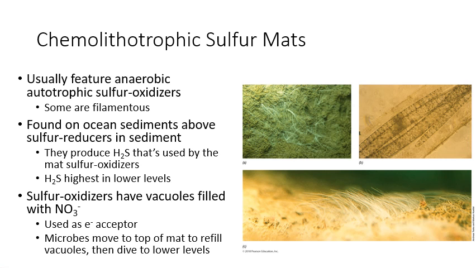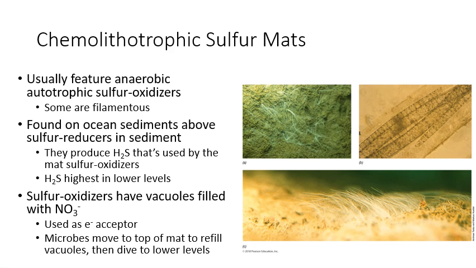They would be converting it to a sulfur compound, possibly sulfate. So these sulfur oxidizers would be using hydrogen sulfide as their electron donor for respiration. For their electron acceptor, they will usually use nitrate, and they're actually going to be collecting nitrate from the water at the top of the mat. So a lot of them will move up to the top of the mat when they need more nitrate. Then they have these vacuoles inside of them that they're going to fill up with the nitrate that they get from the top of the mat from the water.